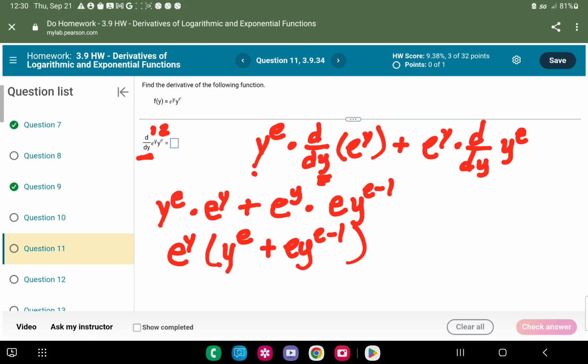The real question is, when I erase the screen, am I going to remember this? E to the y times y to the e plus e to the y, e minus 1. Let's give it a go.